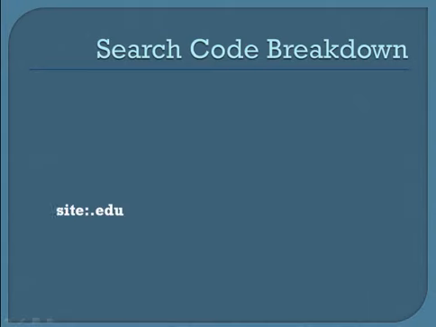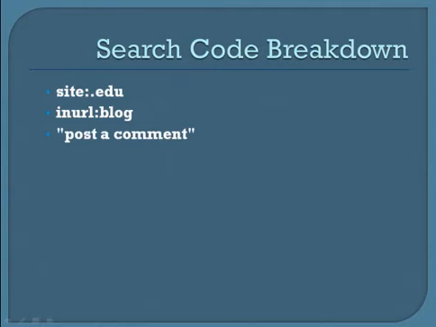Let's break this down. First of all, when you go to Google and you type in site:.edu, all that tells Google is that you're searching for all of the .edu sites. When you add on inurl:blog, combining the two together, you're looking for all the .edu blogs. But remember, we're looking for blogs that we can actually comment on, right? So you want to search for .edu blogs that allow you to comment, because not all blogs allow you to comment.